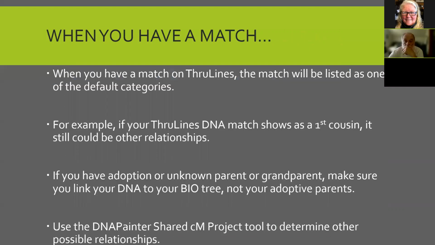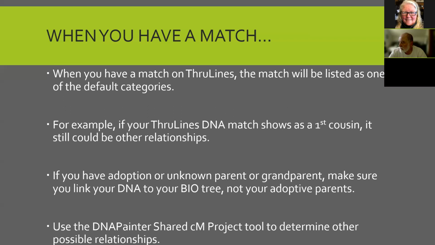So when you have a match on ThruLines, the match will be listed in one of the default categories. For example, if your ThruLines DNA match shows a first cousin, it could still be other relationships. So you want to make sure you're applying what you know about centimorgans in common before you assume that the tool has everyone in the right place. And if you have an adoption or an unknown parent or grandparent, make sure you're linking your DNA to your biological tree, not to your adoptive parents.